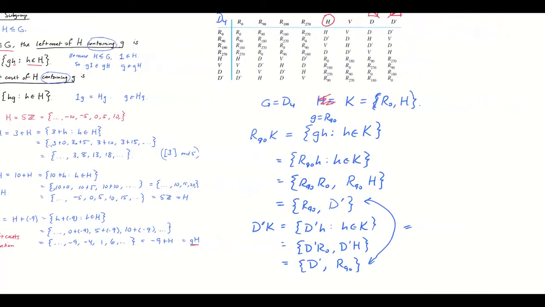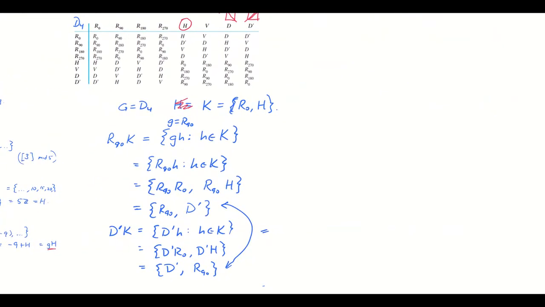All right, let's try another one. Let's see if I can do this without obscuring the table here. Okay, what about if I choose V? So let's try V times K. So again, V is the group element and K is the subgroup. This will be the set of all V, H, where H belongs to K. So in this case, that's going to be the set V times the identity and V times the other element of K, which is H.